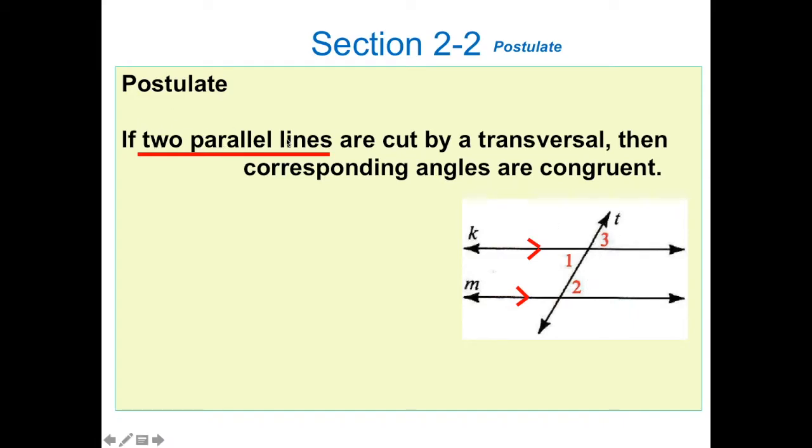So get used to writing this. You're going to write this a lot. If I notice this in a diagram, or if I've already established that K is parallel to M, then I can establish angle 3 is congruent to angle 2. And then I have to write this as my reason: if two parallel lines are cut by a transversal, then alternate interior angles are congruent.